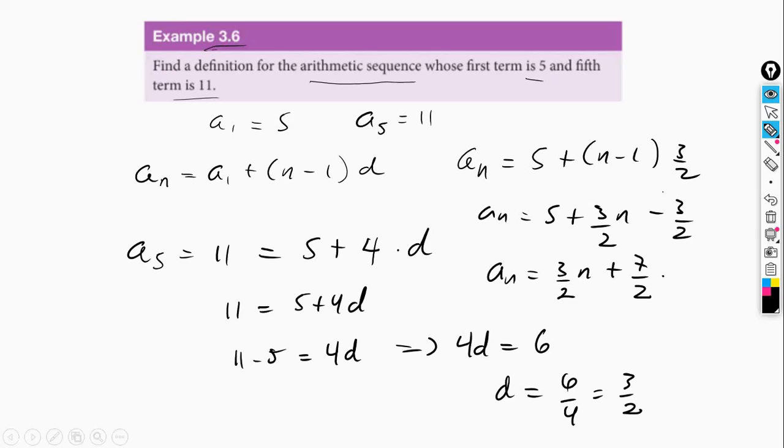The other way of doing it would be using the recursive definition, right? So recursively, we could say the first term is equal to 5, and then the nth term is equal to the previous term plus 3/2, which is the common difference. So we have to be careful here because we have to indicate for n greater than 1 when we do the definition in this recursive form. So these would be the two ways to answer question 3.6.